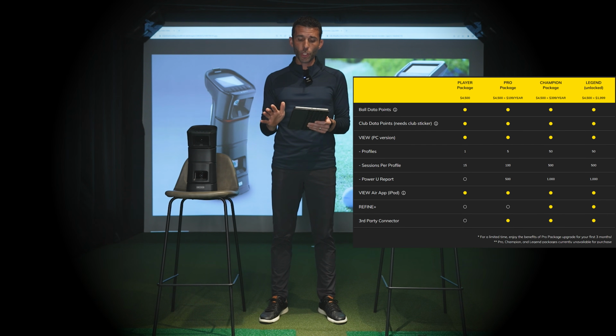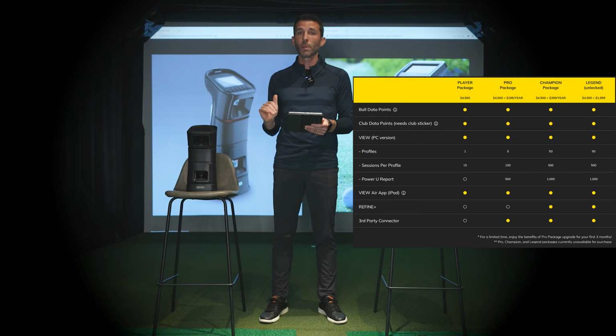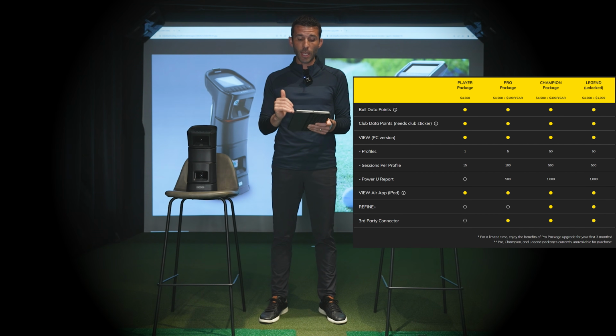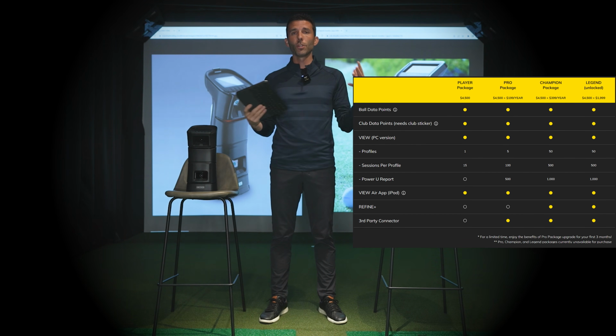Now, if you wanted to go champion package, it's $399 a year. Essentially what that's going to do is step up to 50 profiles, 500 sessions, 1,000 Power U reports, and also their Refine Plus software. So maybe somebody that's doing instruction wants to get a ton of profiles and everything, they could do that. And then they would also get that Refine Plus software, which I've shown, full simulation.